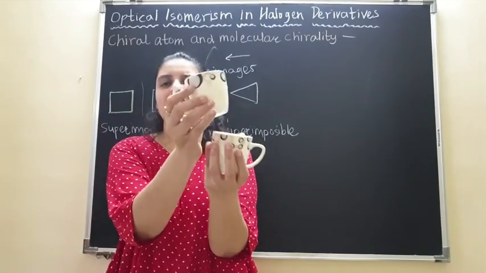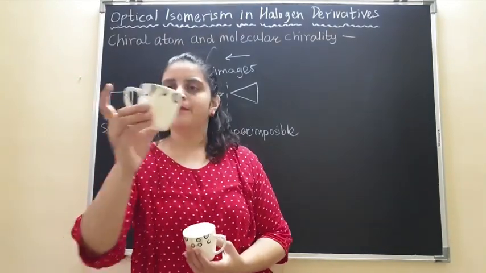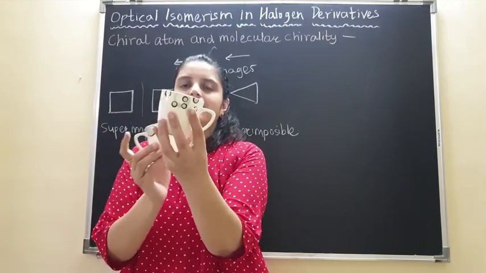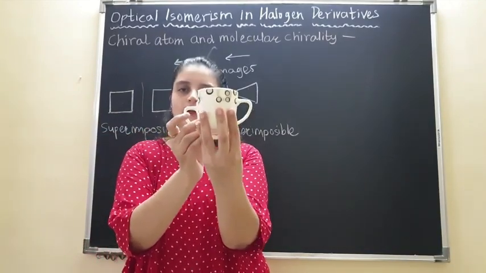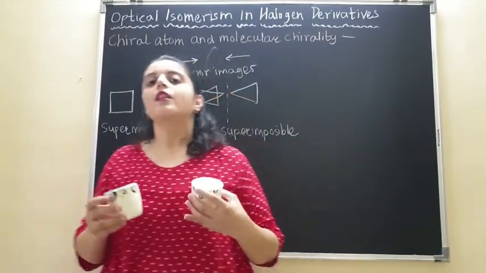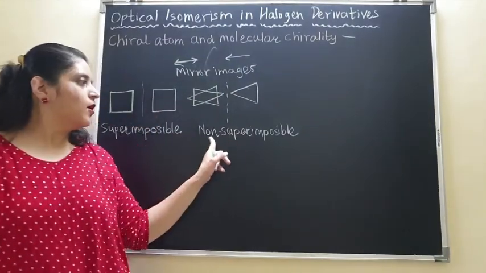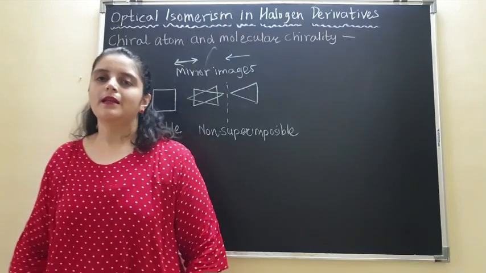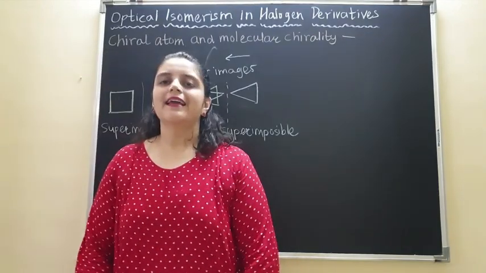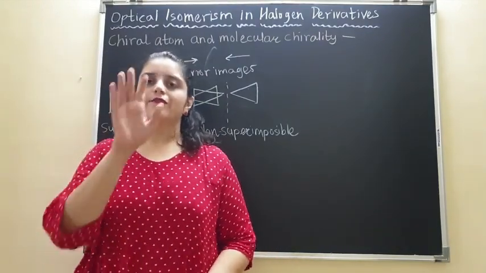If you can easily see, for the first cup the handle is on the right, for the second cup the handle is on the left. So therefore these two cups will not coincide with each other. So such images will be called non-superimposable mirror images. You can again try this on your own with your hand.